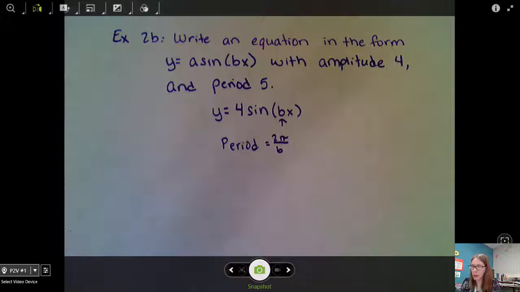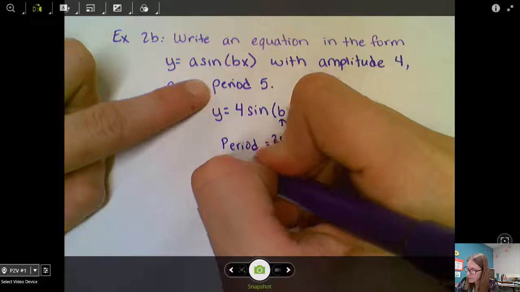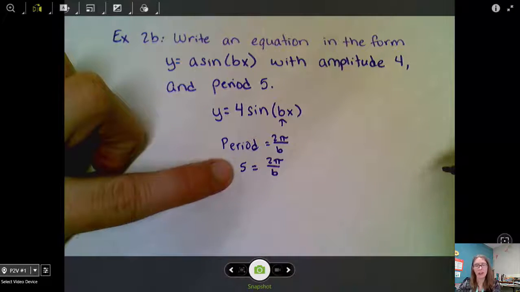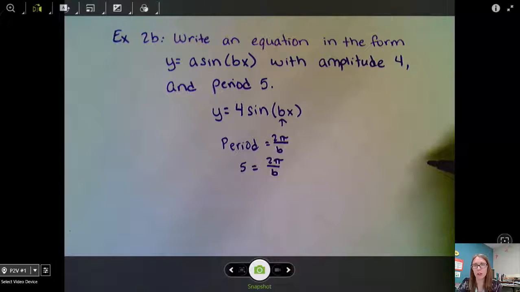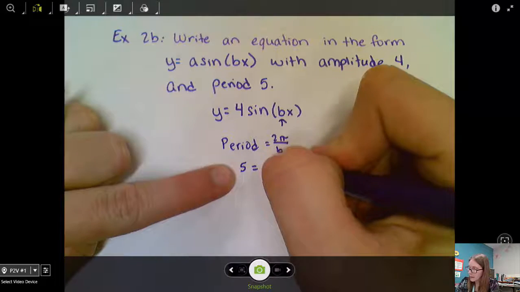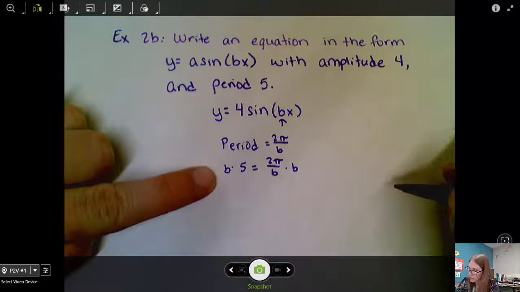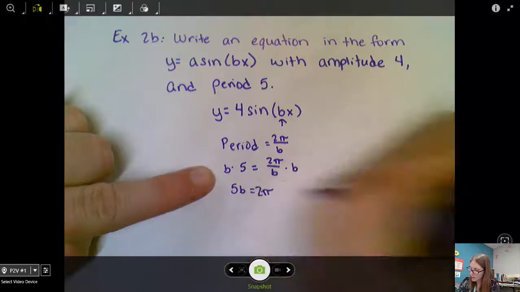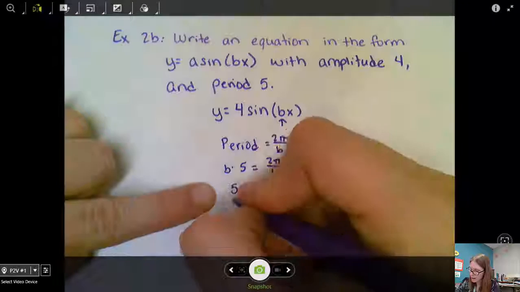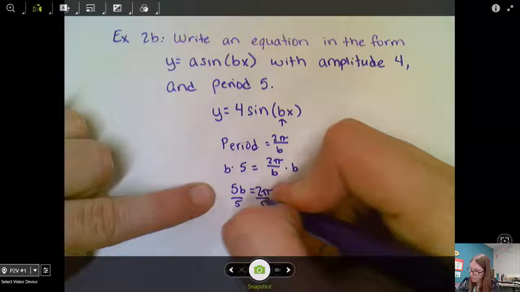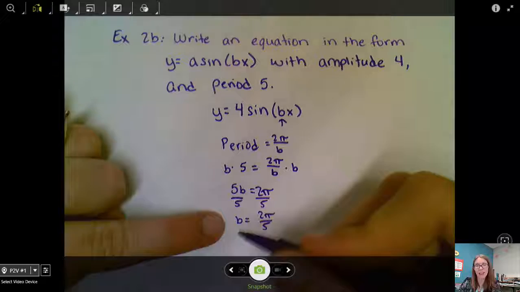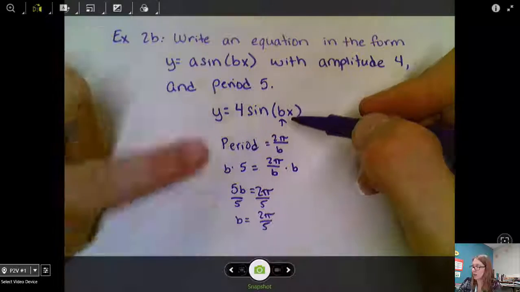In this case, though, again, we know our period is 5. So 5 equals 2 pi over b. Now we have an equation to solve, and as soon as we figure out b, that'll be the rest of our equation. So multiply both sides by b here. That gives us 5b equals 2 pi. And then to get b by itself, we divide both sides by 5. So b equals 2 pi over 5. And that's our value that goes in front of the x in our equation.